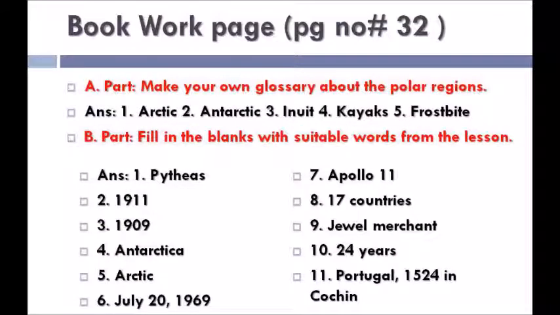Okay dear students, let's start our book work, page number 32. Our first part is Part A. Make your own glossary about the polar regions by finding the right words from the lesson and writing them there. First one is, dash, the area within the Arctic Circle, including the North Pole. First answer is Arctic. Second one is, dash, the area within the Antarctic Circle, including the South Pole.